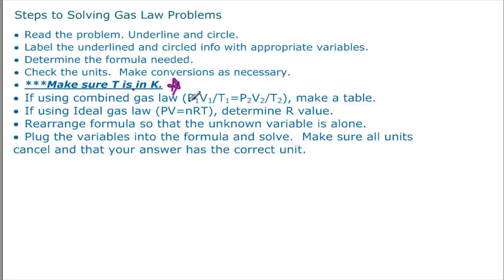Now if you're using combined gas law, P1 V1 over T1, you're going to make a table. If you're using the ideal gas law, PV equals nRT, you need to determine your R value. Then you're going to rearrange your formula and you're going to solve your problem. Okay, make sure all your units are going to cancel and make sure your answer has the correct unit.